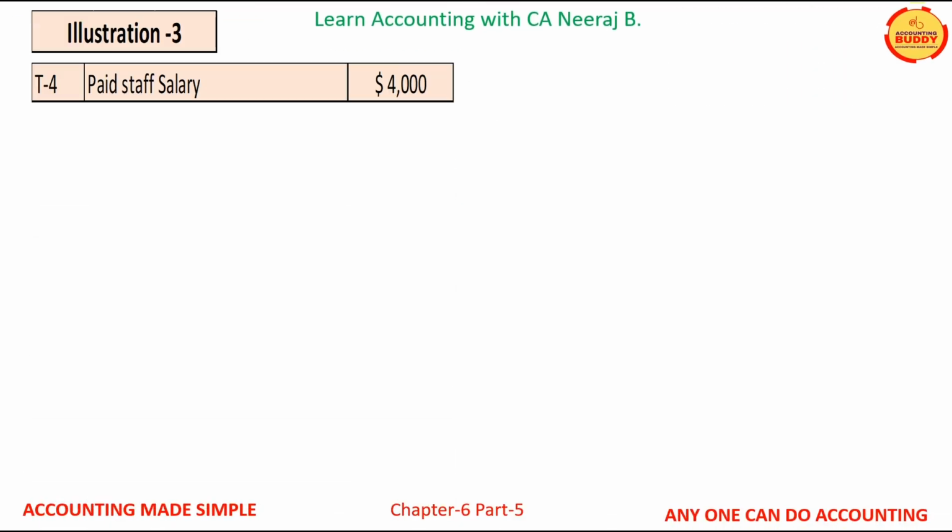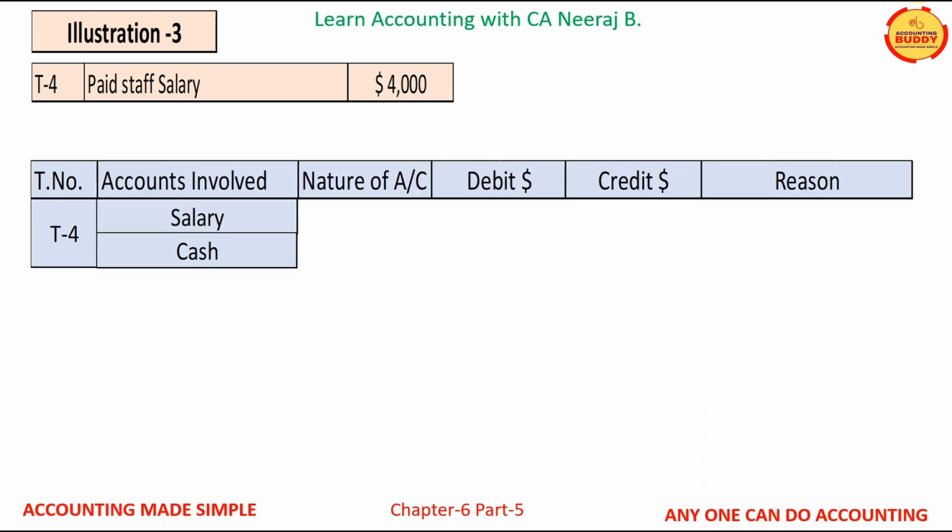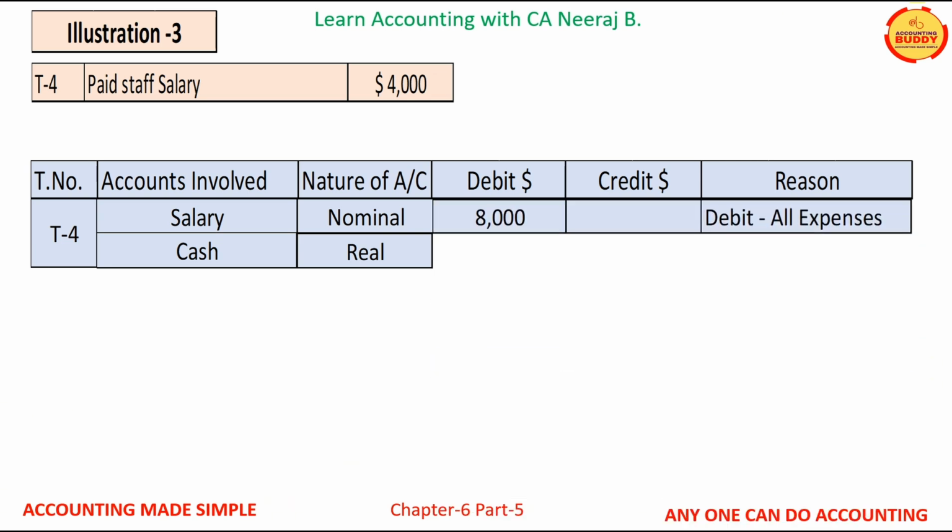T4 transaction is salary of $4,000 paid in cash. In this transaction, the two accounts which are affected are salary account and cash account. Salary being an expense is a nominal account, while the cash being an asset is a real account. The rule for nominal account is debit all expenses. Therefore, the salary account will be debited with $8,000. Rule for real account is credit what goes out. Therefore, cash account will be credited with $8,000.